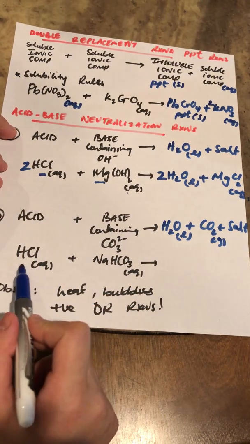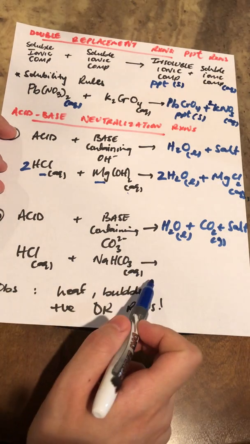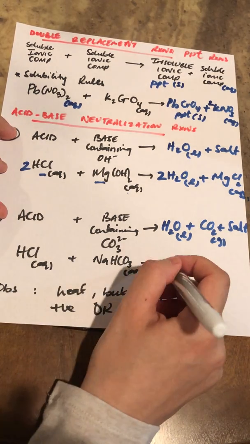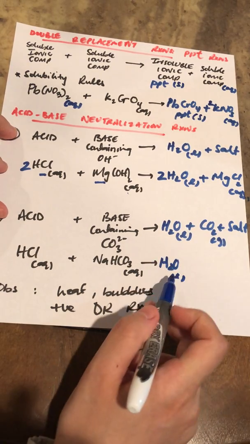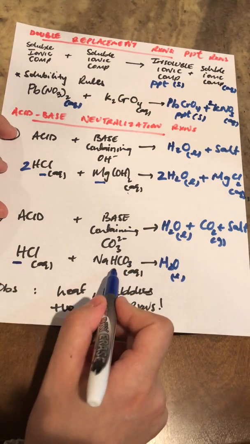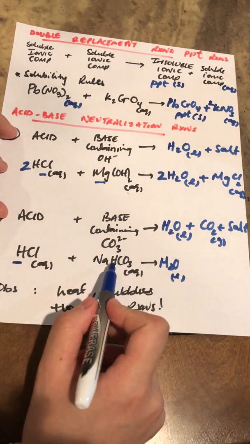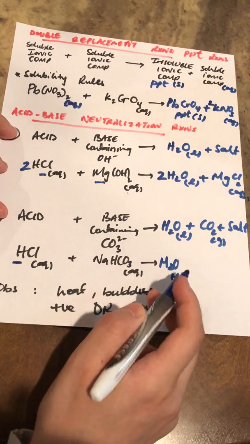Now over here we have an example. We have hydrochloric acid reacting with sodium bicarbonate. Now we are going to produce water. If you're wondering where the water is coming from over here, we have the hydrogen as the H plus ion, and over here we have the OH minus embedded as the H and one of the O's. That's where the water is coming from.